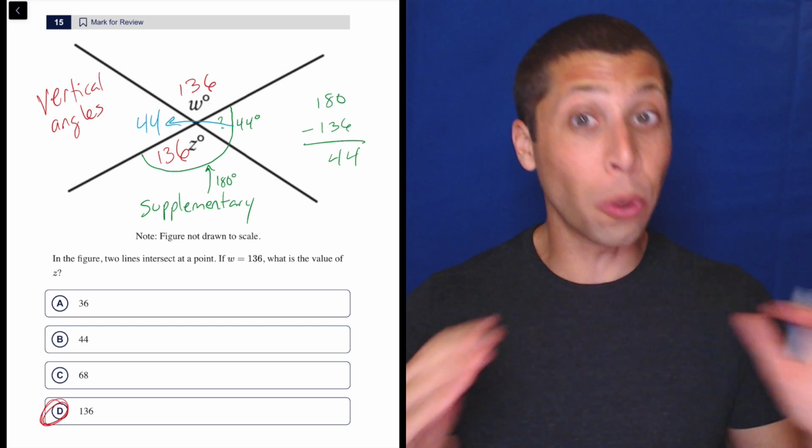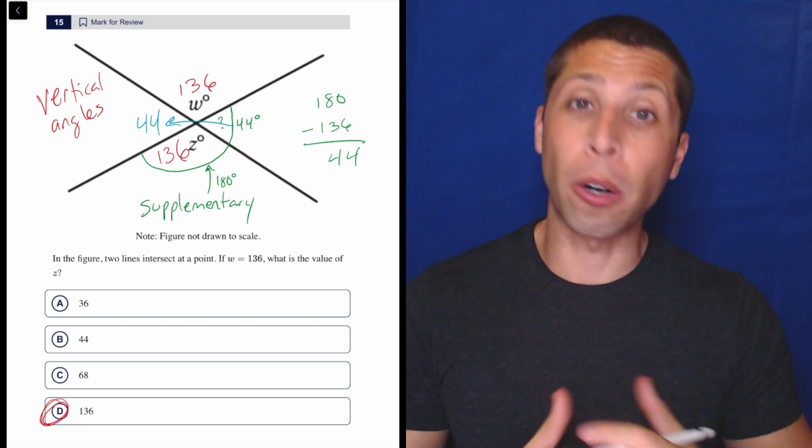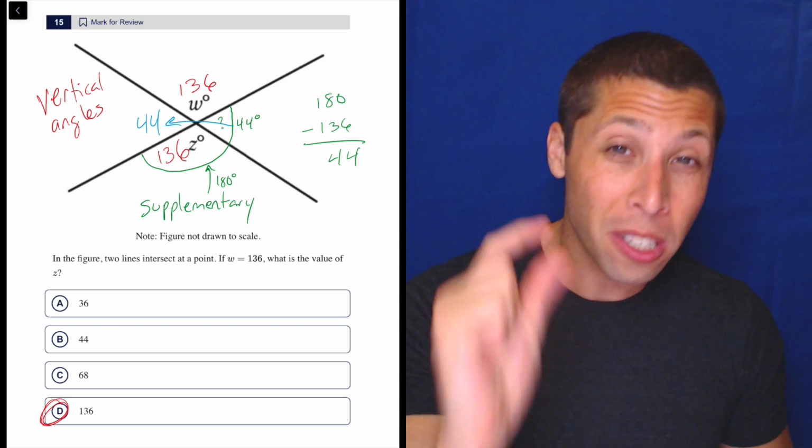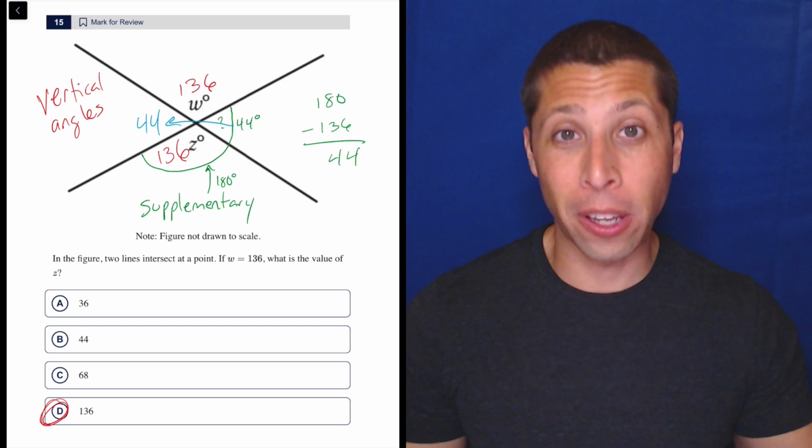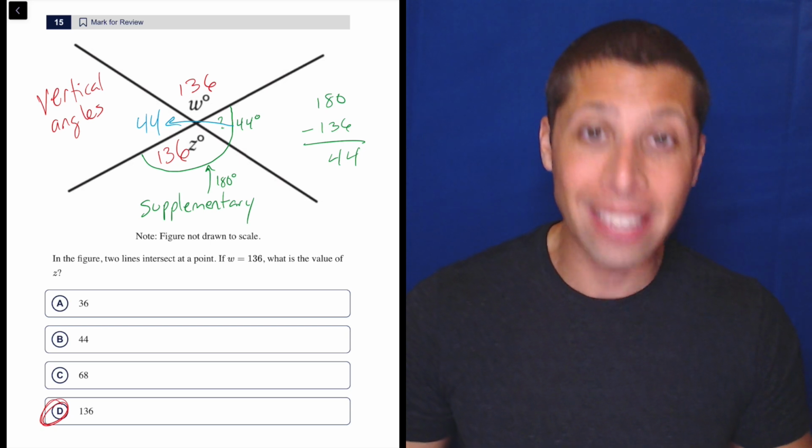This is a question that's purely about the vertical angles, but there are tons of questions where it's just one small part, and then there's a million other things going on. So you got to know this rule. It is a basic geometry rule.